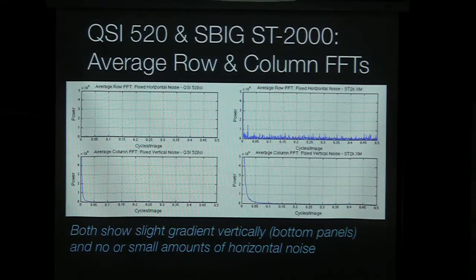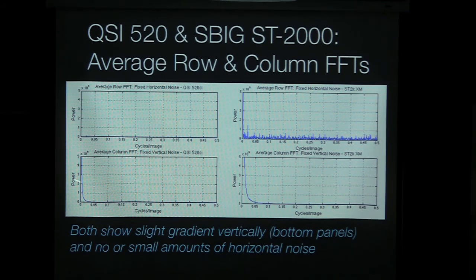We can actually try to quantify this and not just look at it visually with something called an FFT, or a fast Fourier transform. What I'm showing you here are the average row and the average column from two cameras. This is the QSI 520 I reviewed for Al, and this is the ST2000 that I owned at the time that was also in that same review for Al. We're looking at the fixed horizontal noise versus the fixed vertical noise, so how it changes as you move from top to bottom in the image.